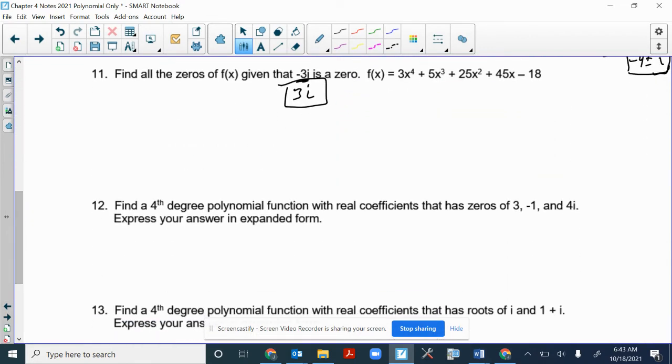All right, so first thing, because we need to do long division, I'm going to go ahead and write them as factors. Kind of wrote them in the reverse order, but it doesn't really matter. So x minus 3i comes from this guy. x plus 3i comes from this guy.